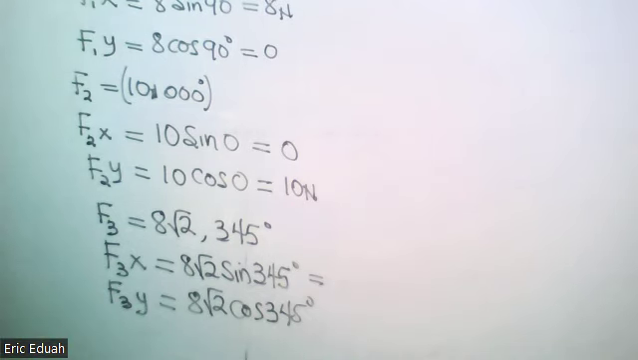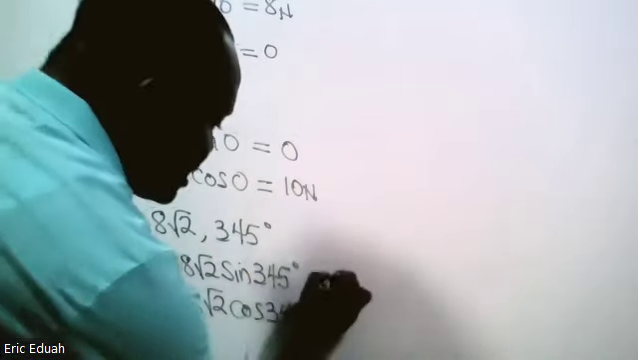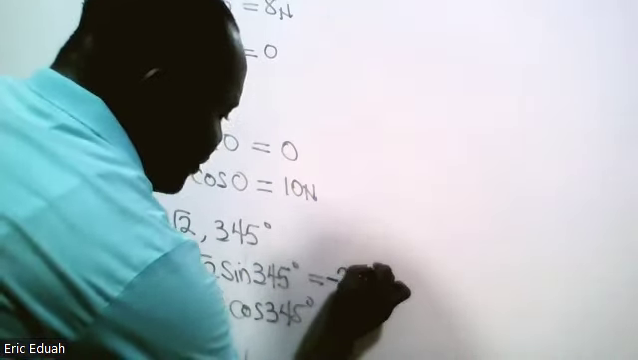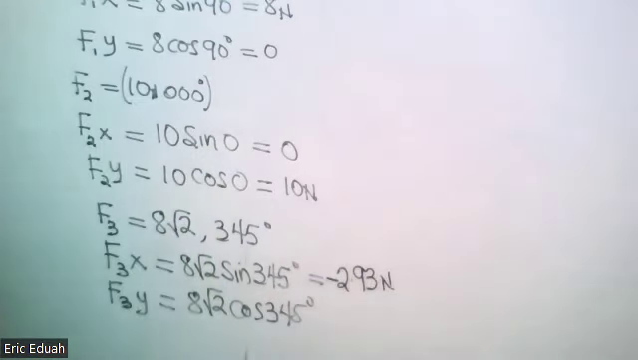Negative 2.5. I'm coming. Let me also confirm. And when you are coming to do this, check if your calculator's angular measurement is on degree. What did you say? Negative what? 2.93. Okay. So minus 2.93 Newton. Then what is the y component?